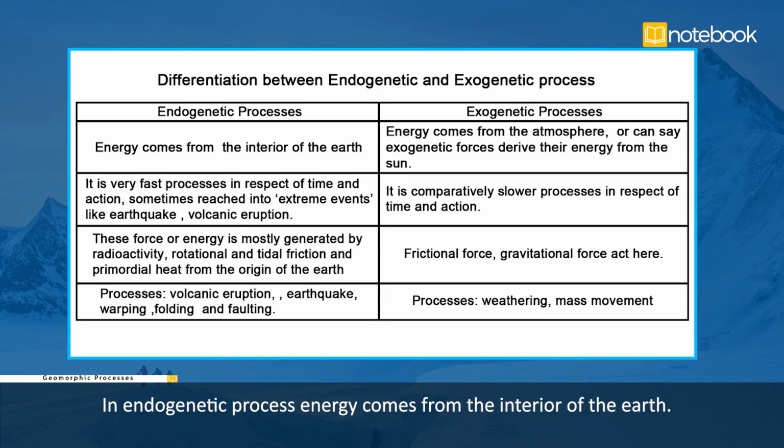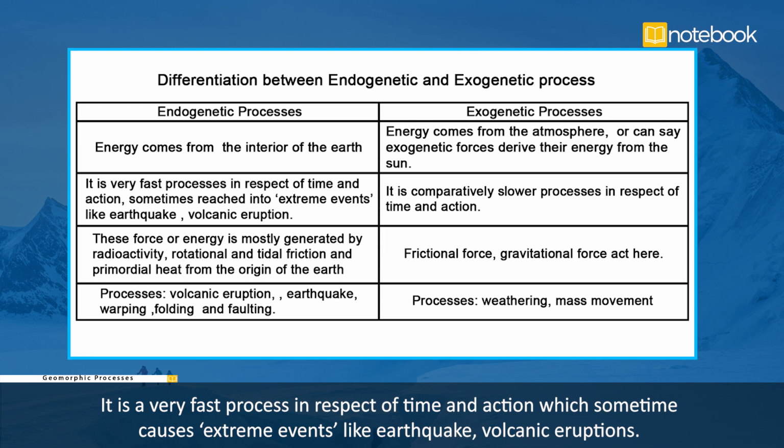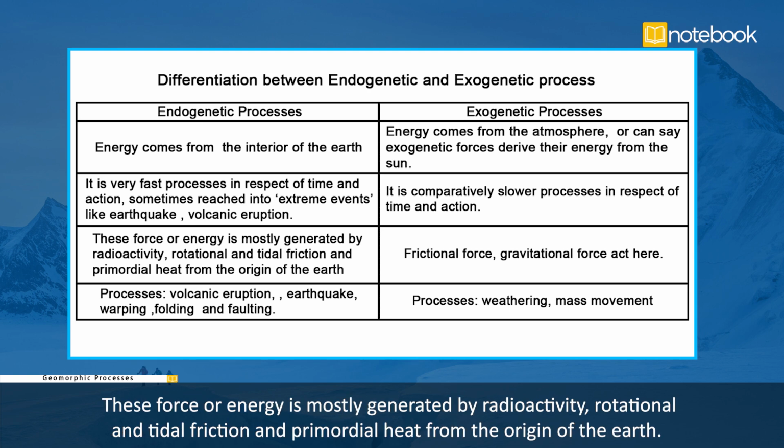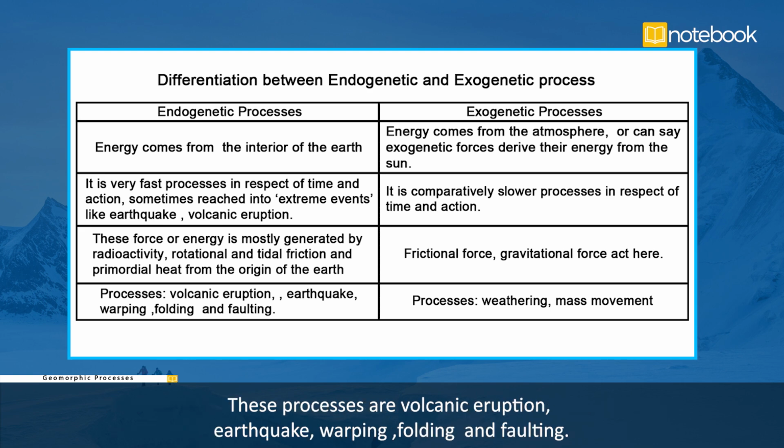In the endogenetic process, energy comes from the interior of the earth. It is a very fast process in respect of time and action, which sometimes causes extreme events like earthquakes and volcanic eruptions. This force or energy is mostly generated by radioactivity, rotational and tidal friction, and primordial heat from the origin of the earth. These processes are volcanic eruption, earthquake, warping, folding, and faulting.